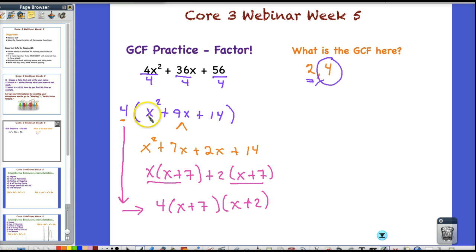So don't forget about the 4 you pull out. Your GCF has to be back here. Because if you distribute x plus 7 times x plus 2, you will only get x squared plus 9x plus 14, and that is not equivalent to 4x squared plus 36x plus 56. So make sure you're pulling out the greatest common factor, because many people, and it's not just you, it's everybody, only pull out a 2, which is a factor, but it's not the greatest common factor. So anybody need to see another example?